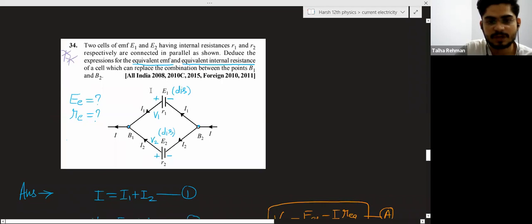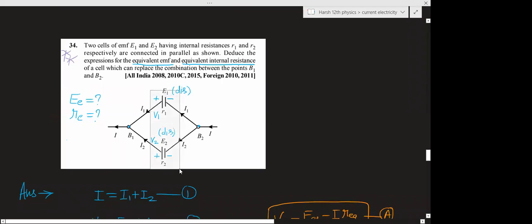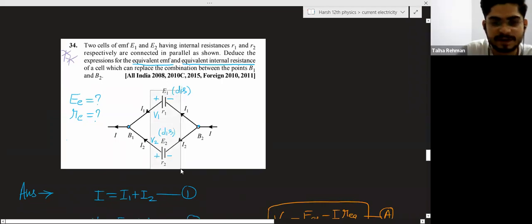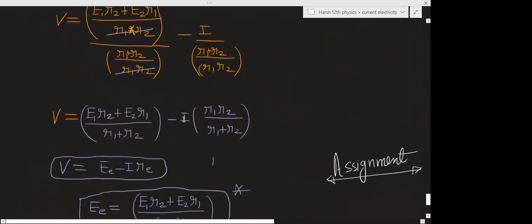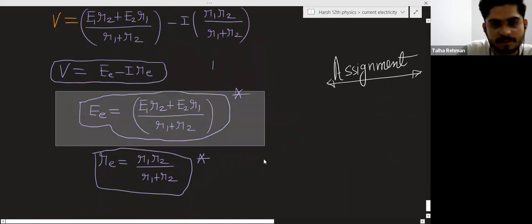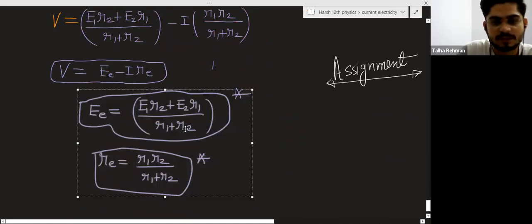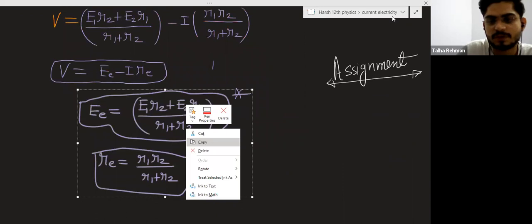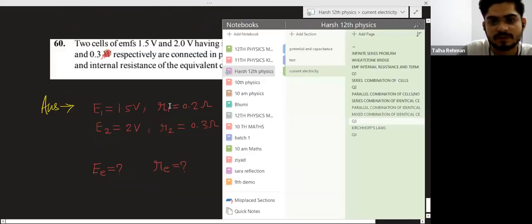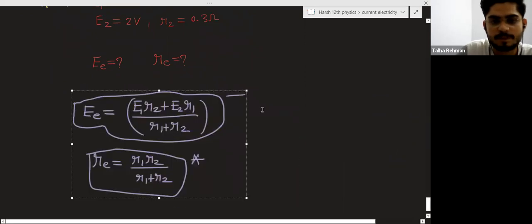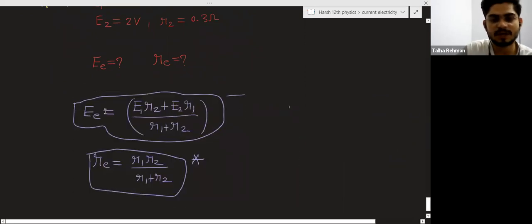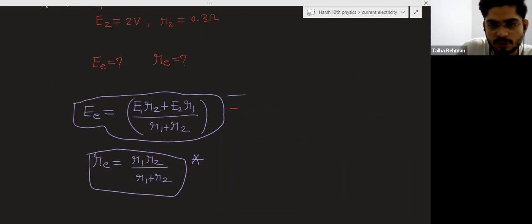This was the question. Here two different cells are connected in parallel, and we got the equivalent internal resistance and the equivalent EMF as this. So we can use this formula. For the parallel combination, equivalent EMF is E1R2 plus E2R1 divided by R1 plus R2. So you can find it.